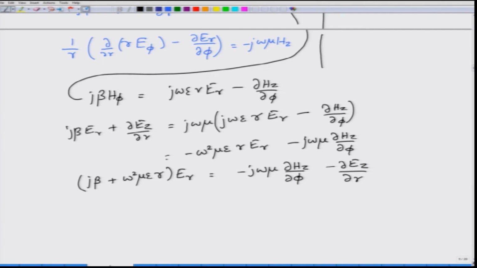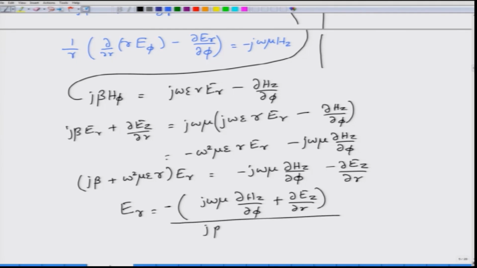If I take minus j as a common factor, or no, maybe I do not want to take them as a common factor at this point, but I can write down this E r as minus j omega mu del Hz by del phi minus del Ez by del r, this whole thing. So, minus I can take out as a common factor. So, this becomes plus inside the brackets. So, there is a minus sign sitting out, divided by j beta plus omega square mu epsilon r. There seems to be a small problem here because I am not expecting this r here.